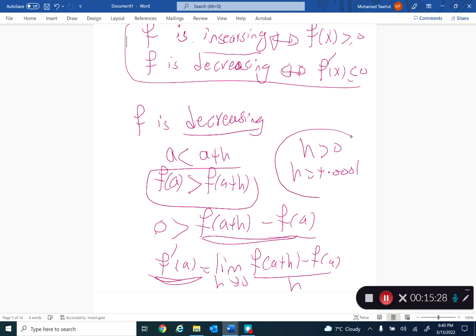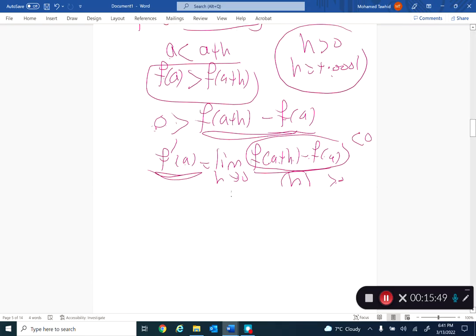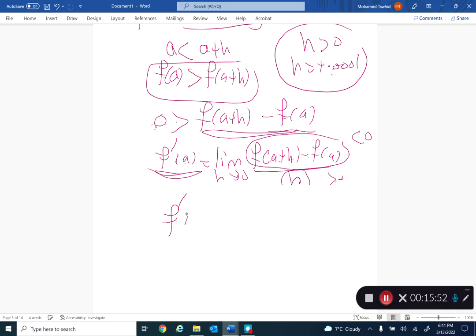What do you know about h? h is positive. And because f is decreasing, the difference f of a plus h minus f of a is negative, less than 0, but the denominator is greater than 0. So you have negative over positive, which means your derivative is negative. f prime of a is negative. So the conclusion: f is decreasing if your derivative is less than or equal to 0.